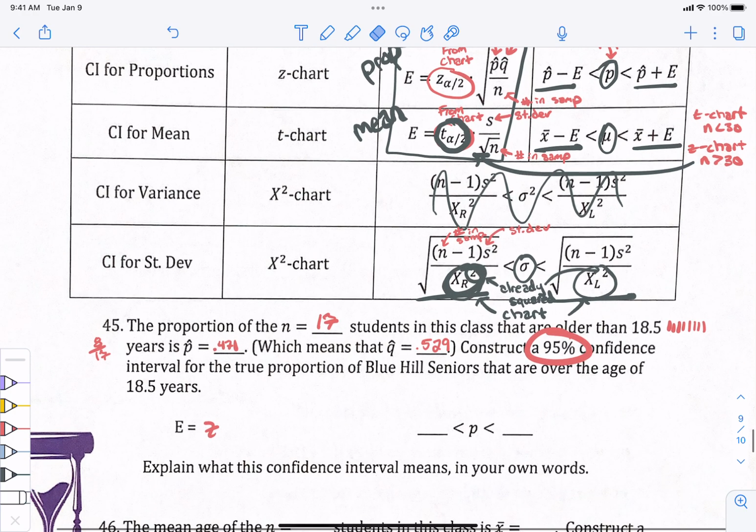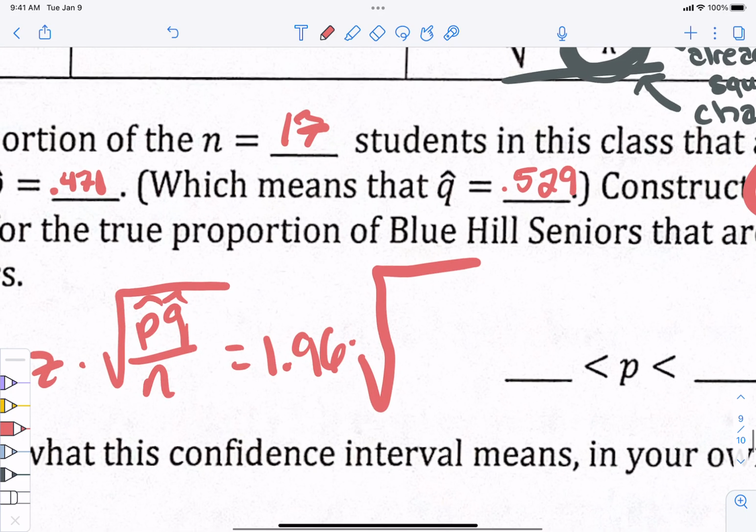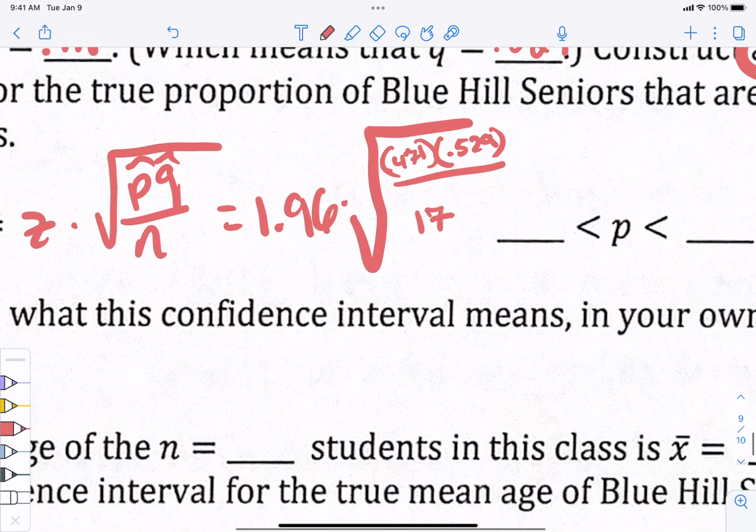Somebody find the Z for 95%, would you? Is that 1.96? 1.96, okay? And then we do times the square root of P hat Q hat over N. P hat, we just found, is 0.471. Q hat is 0.529. All over N, which is 17. And we do all that good stuff and we find the error. Somebody give me that number if you would, please. It's going to be like 0.0 something.